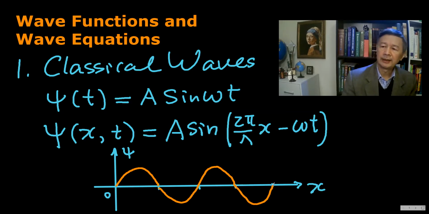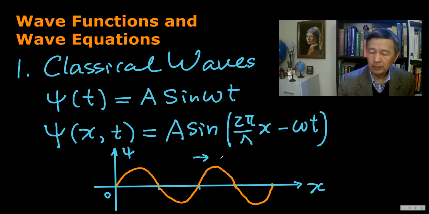You can consider this as a photo taken at a particular moment. But after a while, this wave will propagate toward the right. We can use this arrow to describe the direction of travel, and we put v to represent the wave speed. After a while, this wave will propagate along the positive x direction.